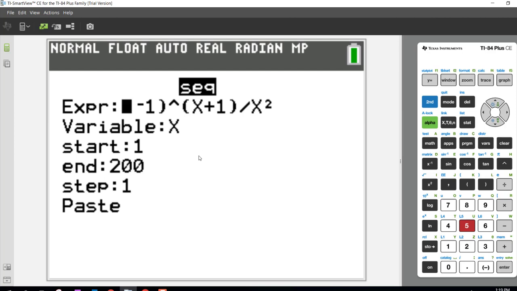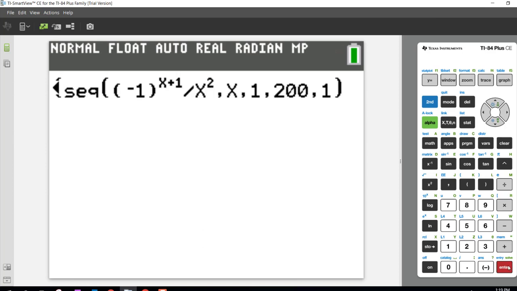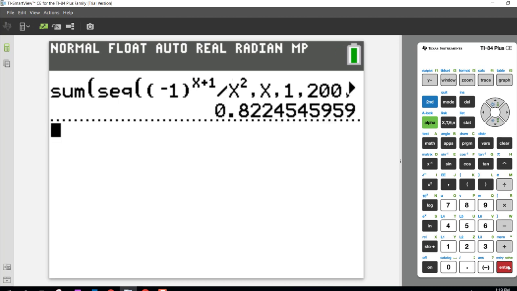Our variable's x. We're starting at 1, we're going to end at 200, and we're counting each term, so we're going to step through that. I'm going to enter this as if I entered it from scratch. I'm going to hit paste, and it's going to put it on my screen, and then I hit enter, so I'm going to get the answer.